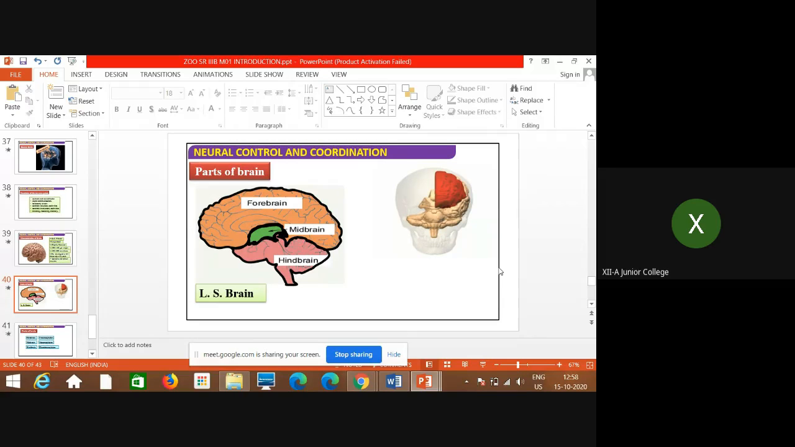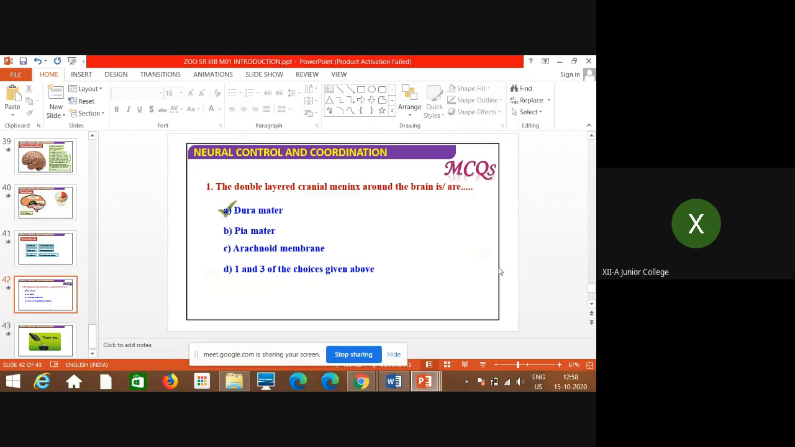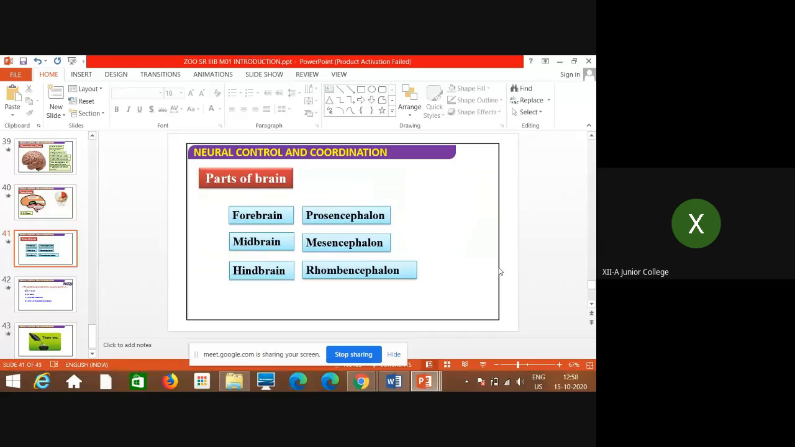Now, parts of the brain and all, I think we will discuss next time. I will just mention the parts. When you see the LS of the brain, you can see these parts. We will discuss it in detail next time, starting with the forebrain. Forebrain, the front one; midbrain, the middle one; and hindbrain, the back part of the brain. Forebrain is called prosencephalon, midbrain mesencephalon, hindbrain rhombencephalon.